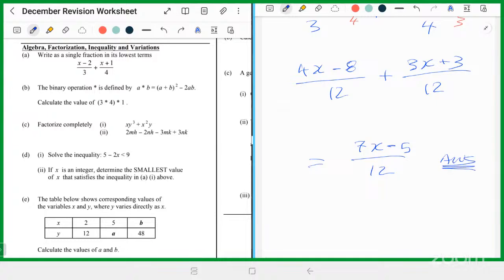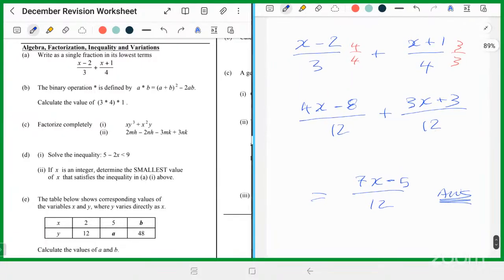Single fraction. Alright with that? Very good? Yes, sir. Alright.